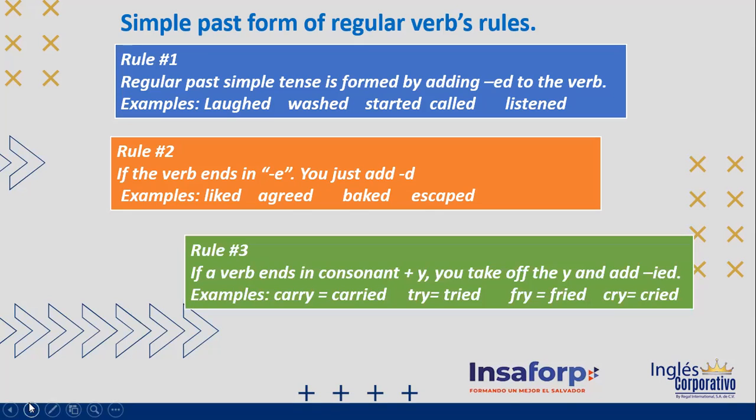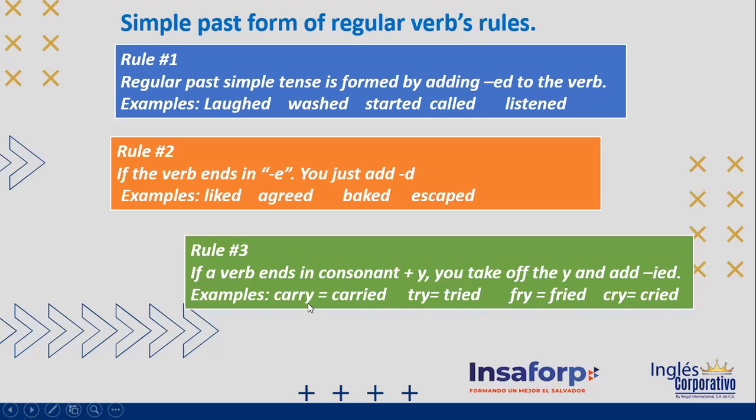If a verb ends in a consonant plus Y, you take off the Y and add IED. Si el verbo termina en una letra consonante, todas aquellas que no son vocales, más Y, quitamos la Y, agregamos una I normal, y ED, IED, al final de esos verbos. Let's see, for example, carried, tried, fried and cried.